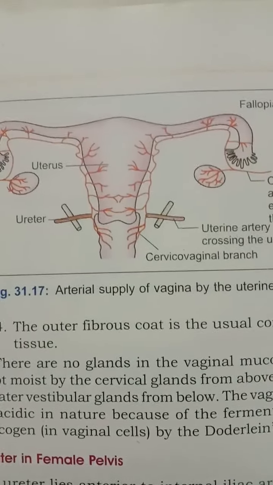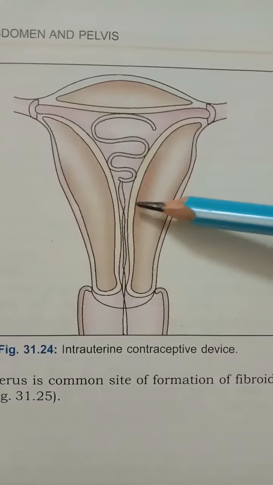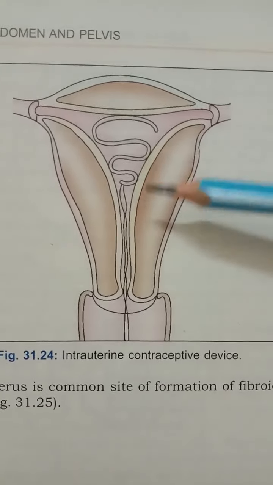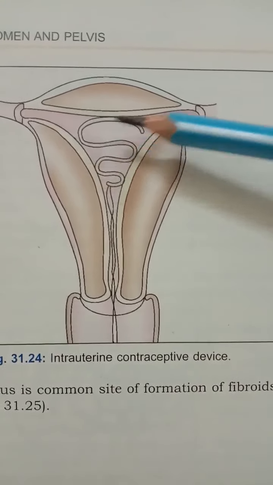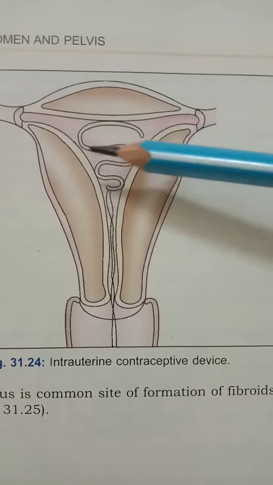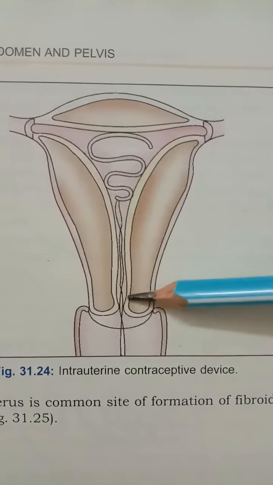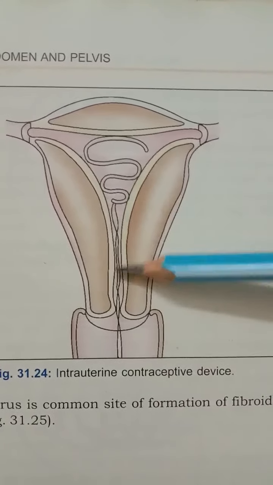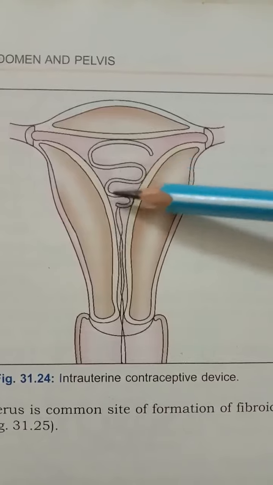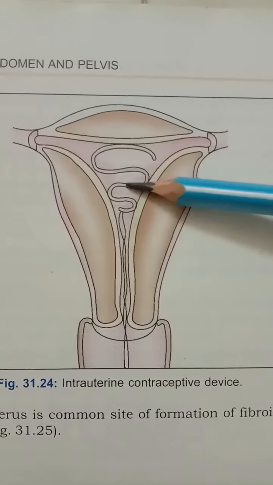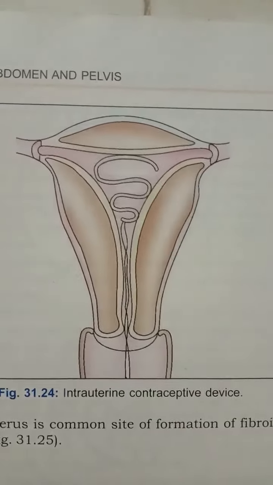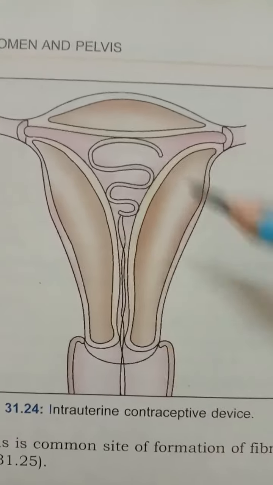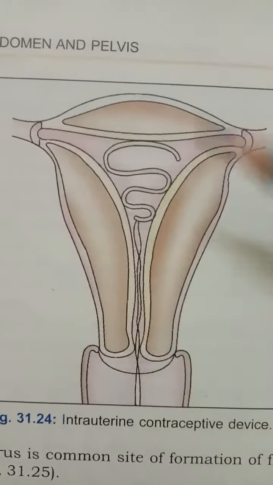Then next, the intrauterine contraceptives like the copper T prevent the implantation of the fertilized ovum into the uterus. It is a common, very easy and uncomplicated procedure which is used by females for contraception. These are the clinical points related to the uterus.